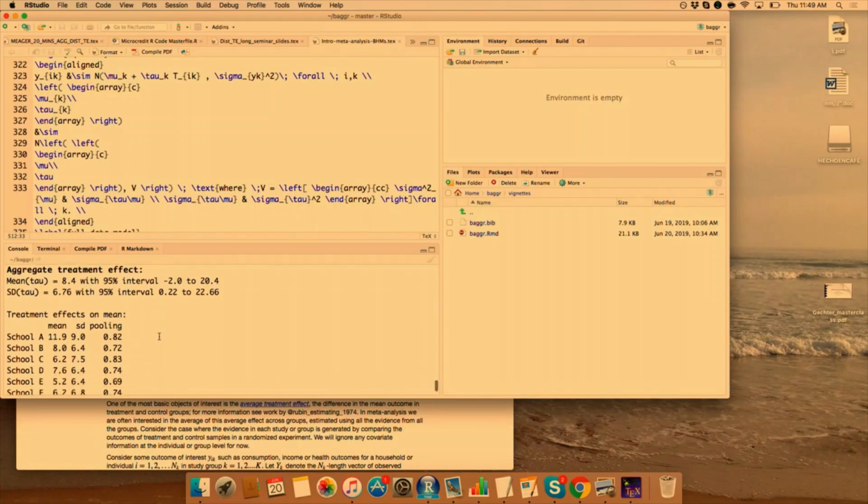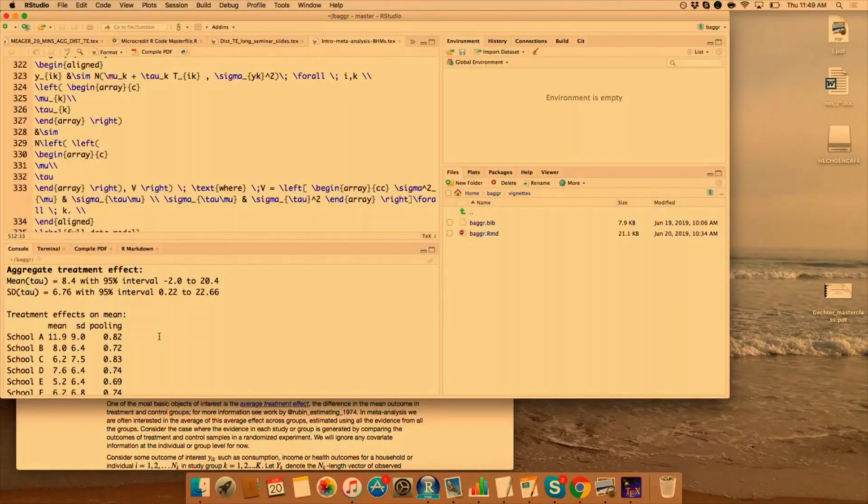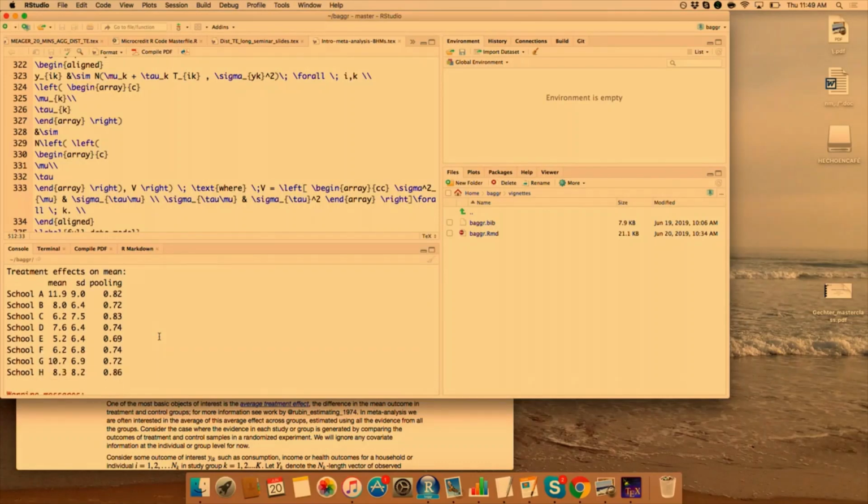It tells you your aggregate treatment effect, so the mean of your upper level distribution and the 95% interval on that mean. It tells you the standard deviation of that upper level distribution and the 95% interval of that standard deviation. And then it tells you the updated treatment effects in each of the sites.